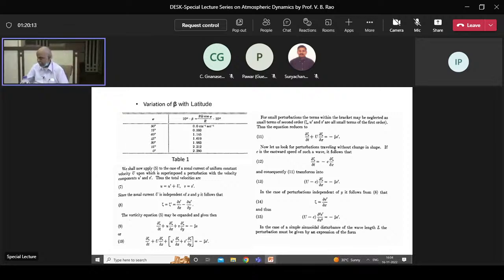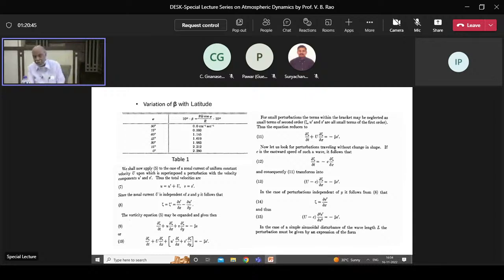Now, finally, in the case of the original Rossby problem, there are 3 terms. Partial derivative of zeta by partial t equals minus u partial zeta by partial x minus beta v. These 3 terms came if you put psi equals psi cap into e to the power of ik into x minus ct.